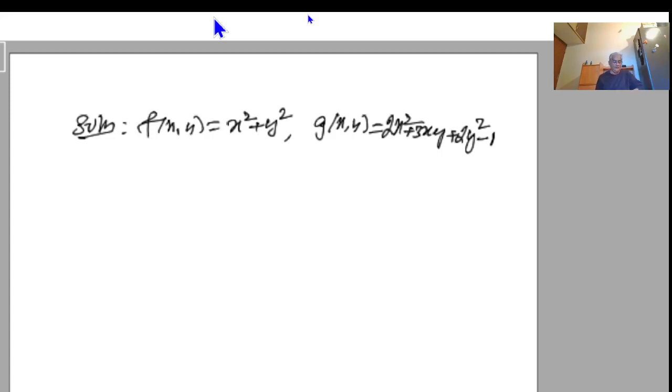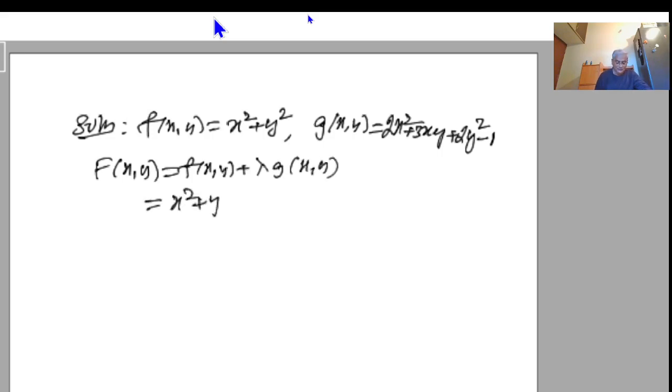Okay. Now here we take capital F(x,y) is equal to small f(x,y) plus lambda into g(x,y). This is equal to x square plus y square plus lambda into 2x square plus 3xy plus 2y square minus 1. So this is my F.